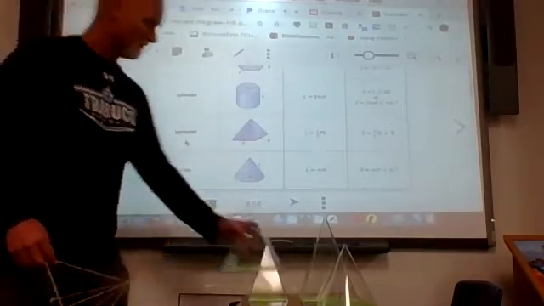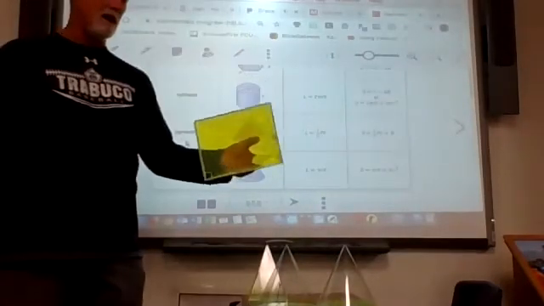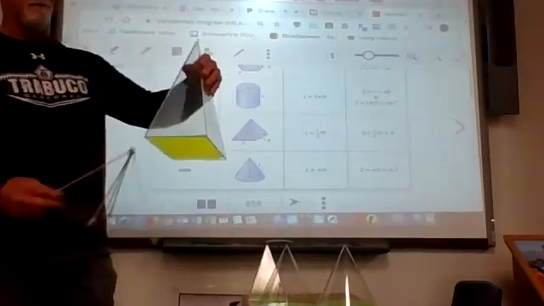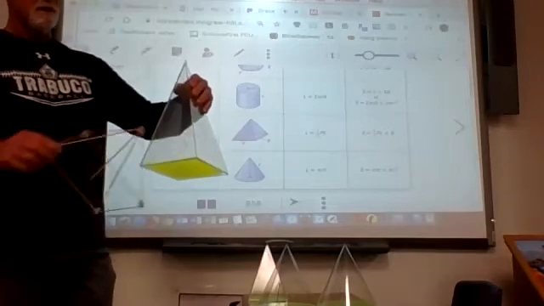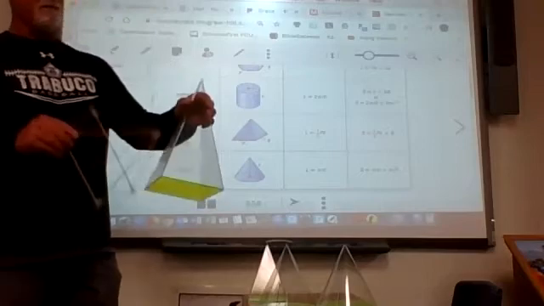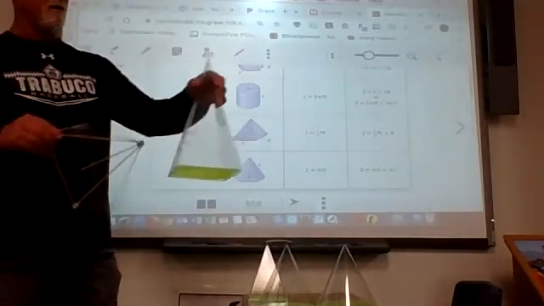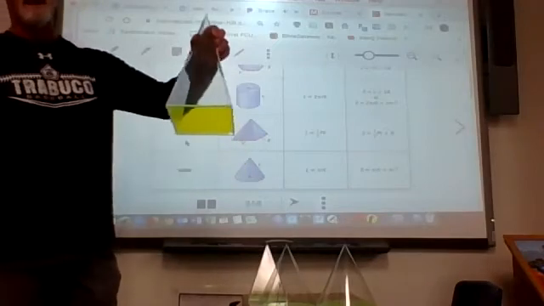So, you know, here's not a regular pyramid. This is now a rectangular pyramid. And as a result, the slant height here and the slant height here are not the same. So I'm going to have to find the area of those two triangles, the area of these two triangles, and then add the rectangle.